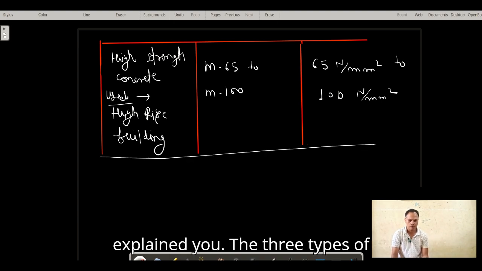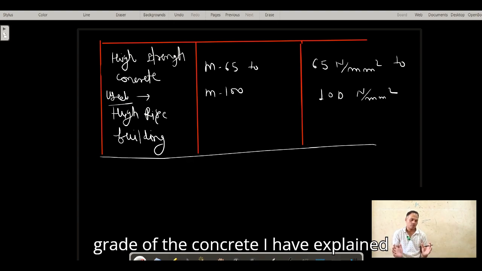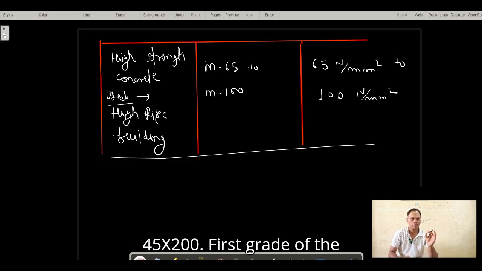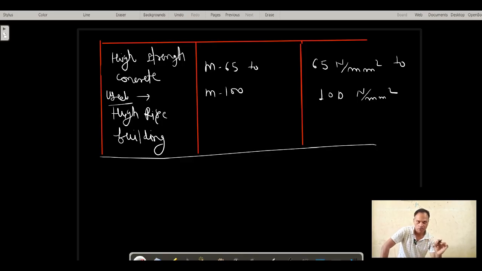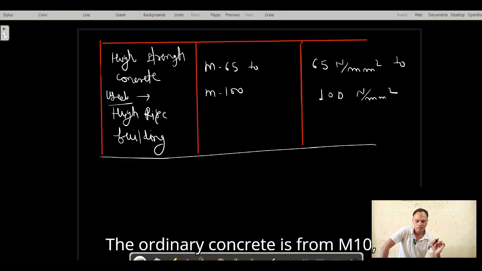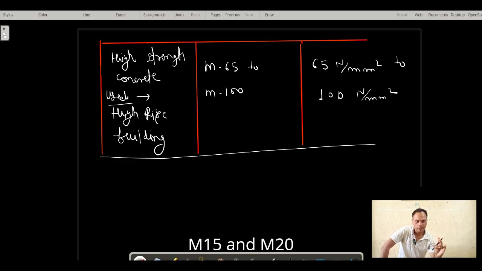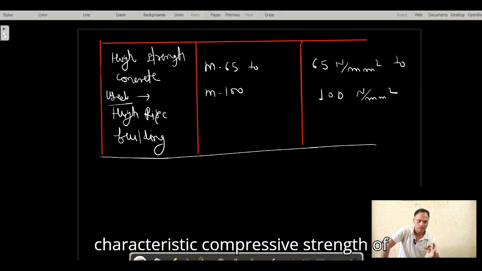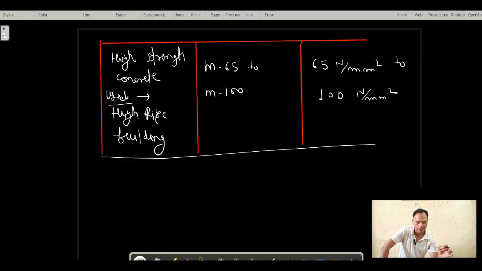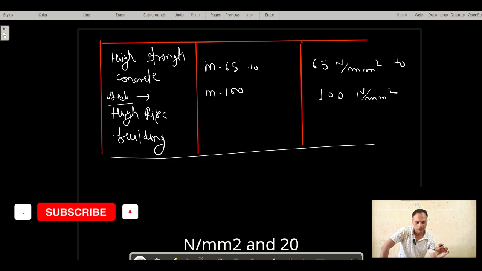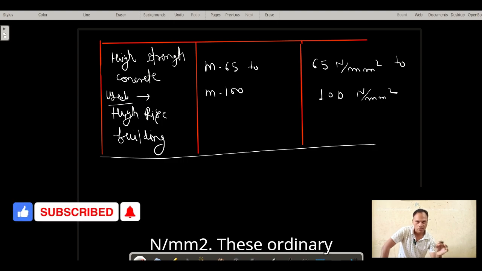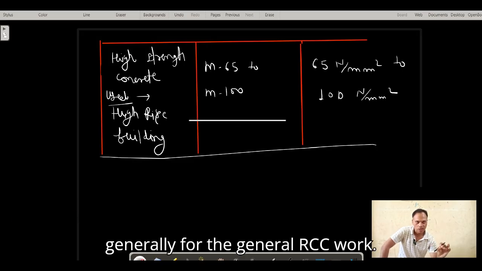This is the grade of the concrete. I have explained to you the three types of grade of concrete as per IS 456:2000. The first grade of the concrete is ordinary concrete. The ordinary concrete is M10, M15 and M20, and the 28 days characteristic compressive strength is 10, 15 and 20 Newton per mm square. These ordinary concretes are used generally for general RCC work.